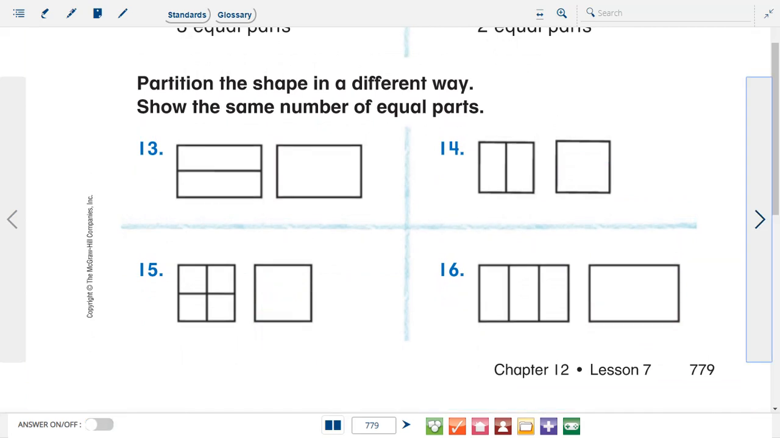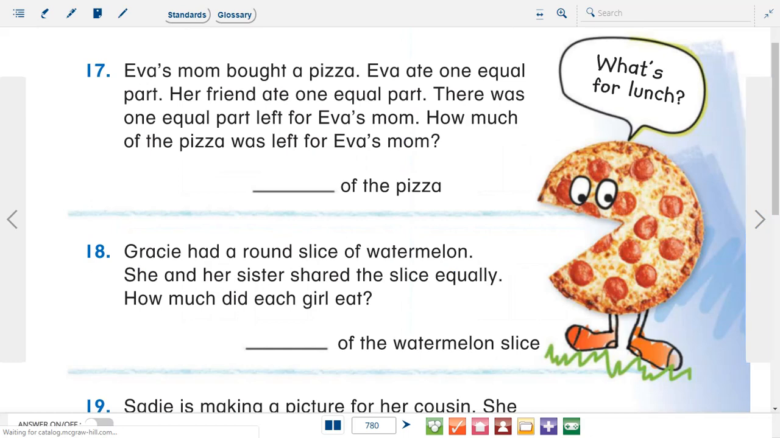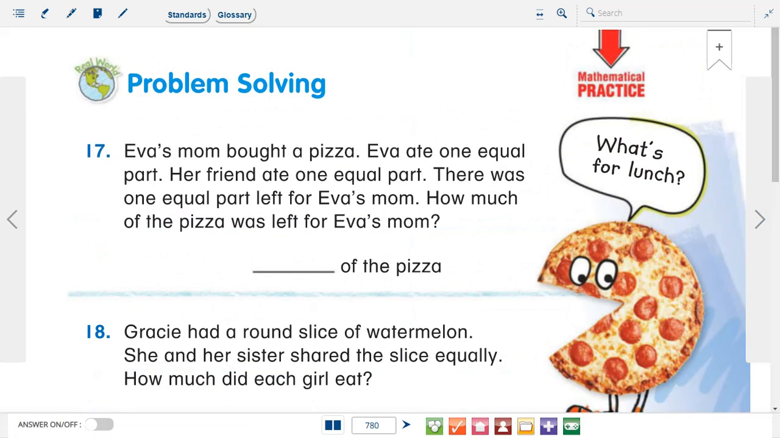Let's see the next page, which is page 780. Eva's mom bought a pizza. Eva ate 1 equal part. Her friend ate 1 equal part. And there was another equal part left for her mother. So how many equal parts do we have in this question?